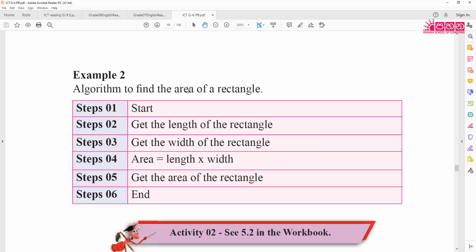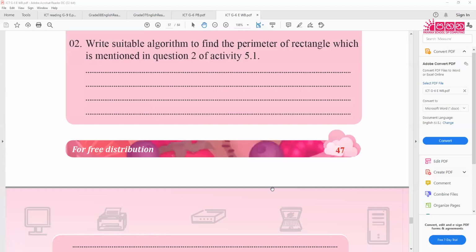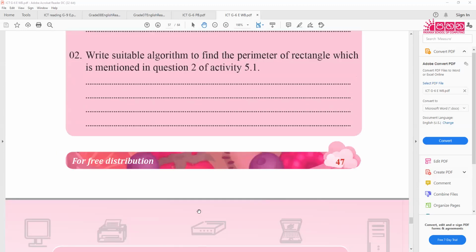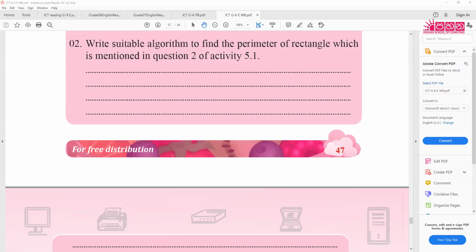Right. Now let's do some exercises. In this particular case, we have to go for activity number 5.2. Write a suitable algorithm to find the perimeter of a rectangle. How do you find the perimeter of the rectangle? Yes, let's start.